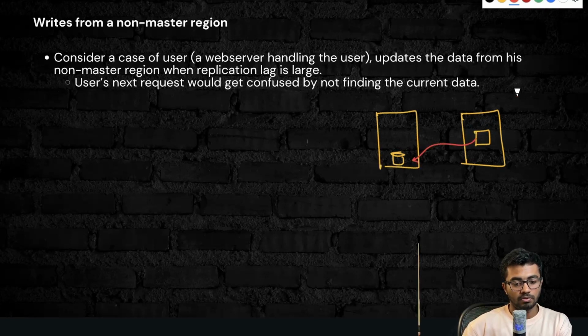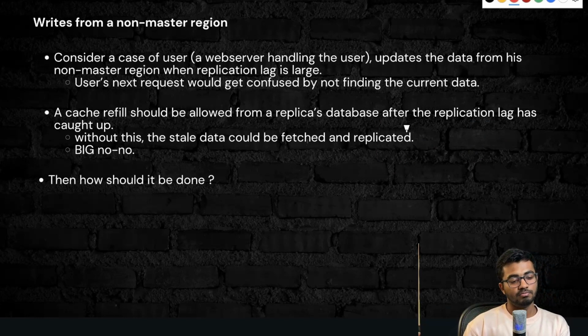And whenever a subsequent request comes in, it will check in the database or in the cache and see that the latest write this web server did is missing. It's kind of confusing, right? Because these are the read replicas. The read replicas will get the values from the master database. So if the data has not arrived because of the replication lag, nothing can be done in this case. Cache refill should be allowed from a replica database only after the replication lag has gone.